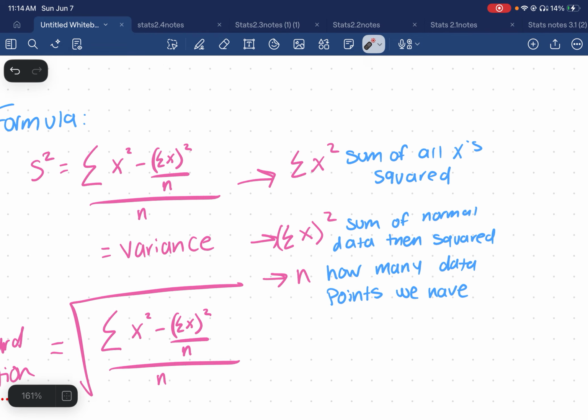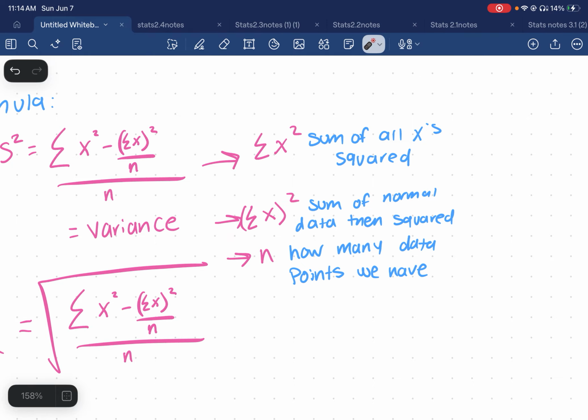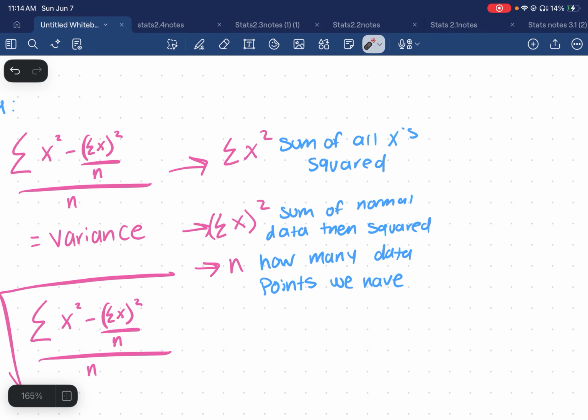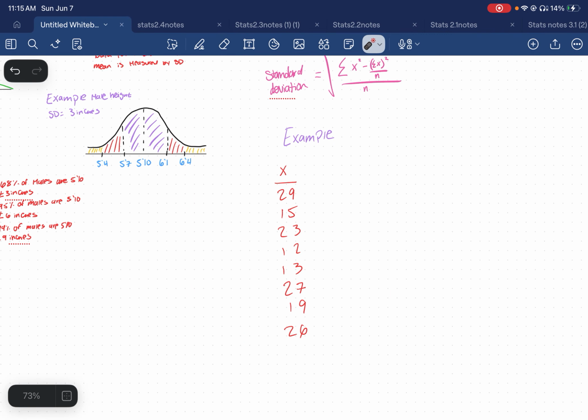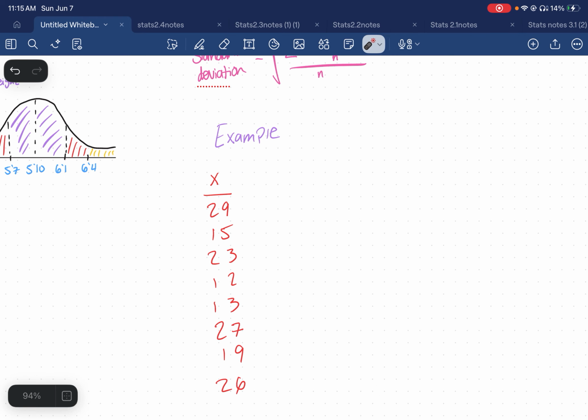So I will break down the variance formula for you. So we have the sum of x squared, which is the sum of all the x's squared. And then we have the sum of x's and then squared, which is just we add up all the normal data and then square at the end. And then the n is how many data points we have. And then we just square that, the results from that, and get the standard deviation. So we have an example right here.